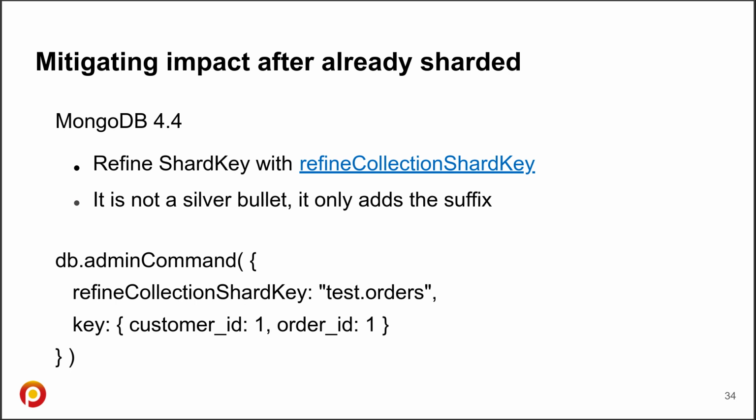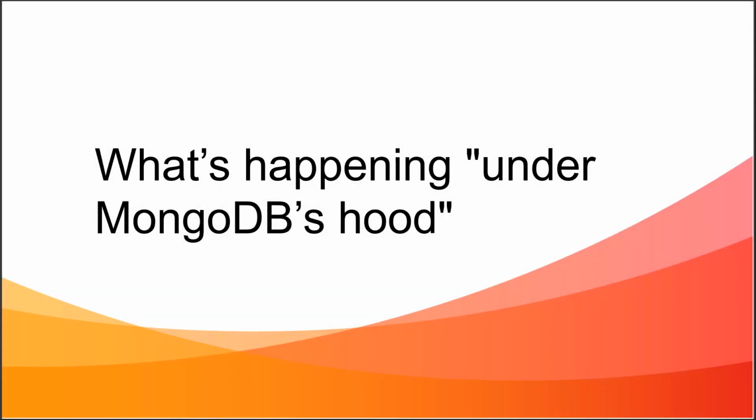And this is an example of the command on MongoDB 4.4 about how to refine the collection shard key. Let's say my previous shard key is customer ID. Now I'm adding order ID as well. And what's happening under MongoDB's hood? I saw one question here, and this section is going to explain exactly that, which is, how does the process of keeping the mongos in sync work? And this section will talk exactly about this.